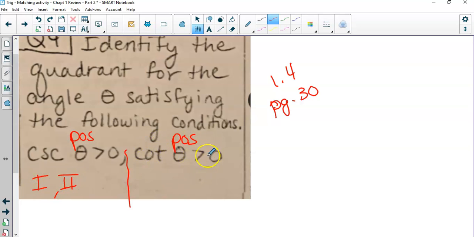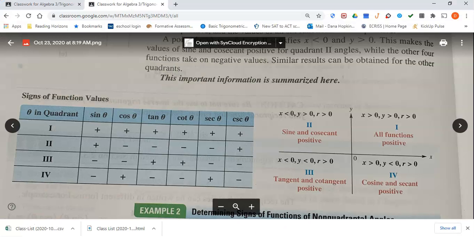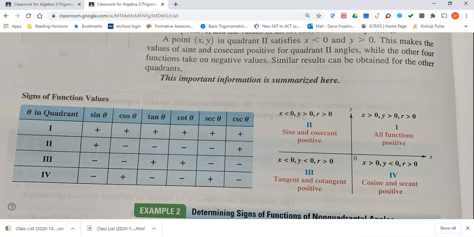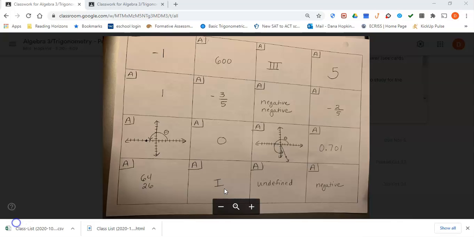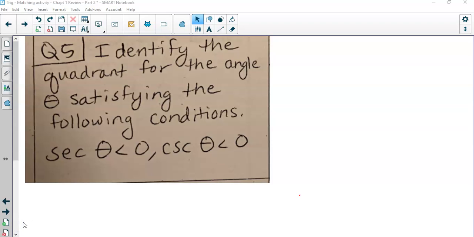Next, we're looking for where the cotangent is positive. Cotangent would be quadrant 1 and quadrant 3. I'm looking for what satisfies both conditions, and that would be quadrant 1. And you can see quadrant 1 checks out. Question 5 is the same type of problem.